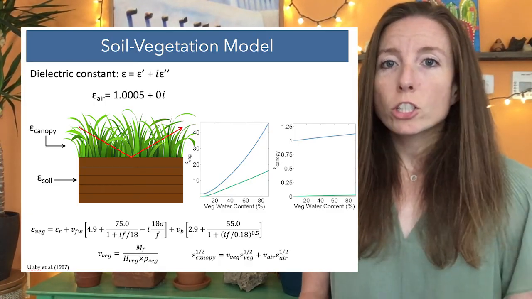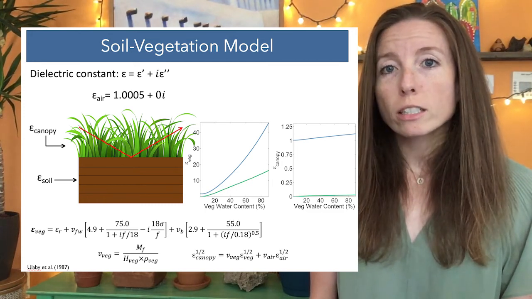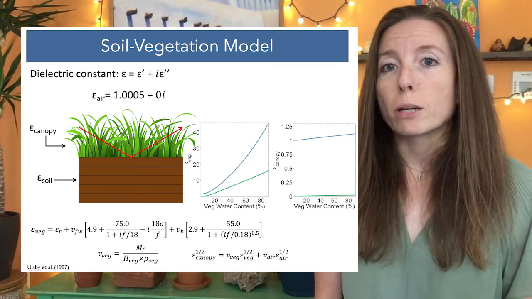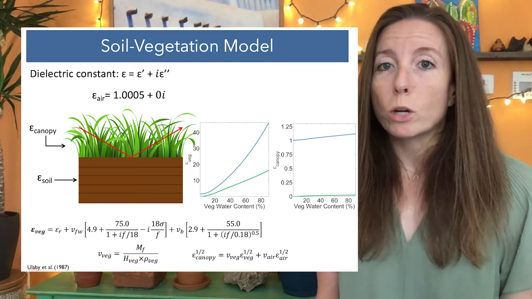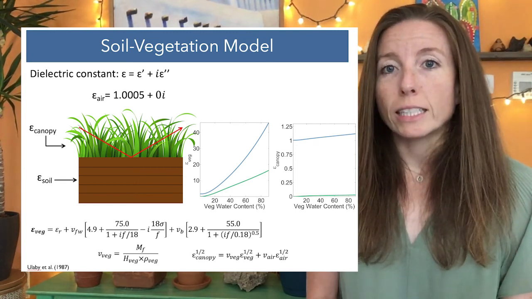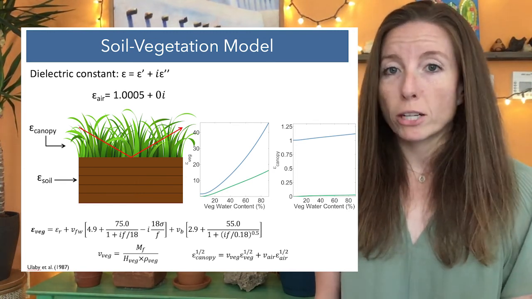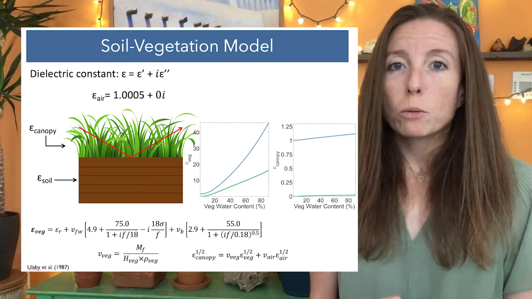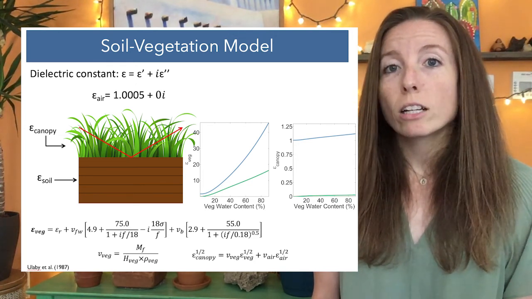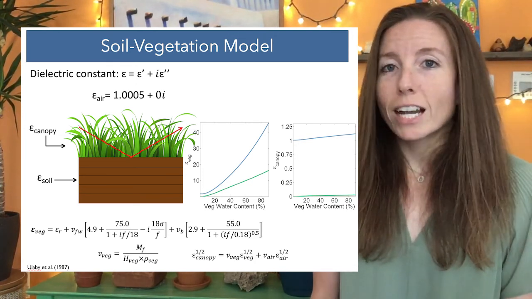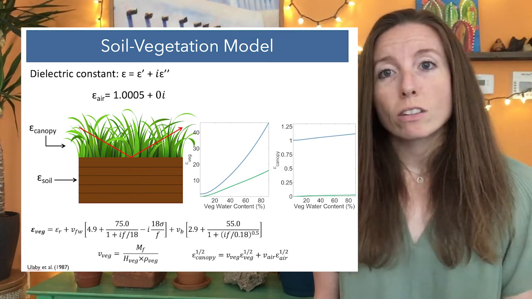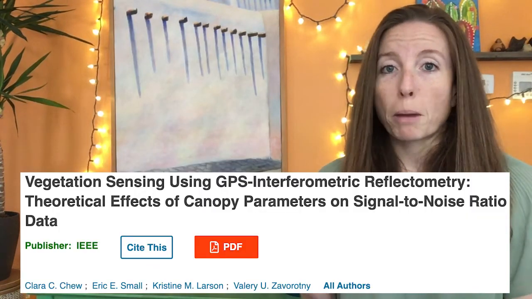Because of this, we tried modeling SNR data and how it should theoretically respond to both changes in soil moisture and vegetation parameters, like vegetation height and water content. This was a numerical modeling experiment that adapted a model for bare soil to simulate SNR data, and one of my projects was to add a layer of vegetation to the model. I don't have time today to explain the ins and outs of the model, but if you're curious, this is the paper that explains it.